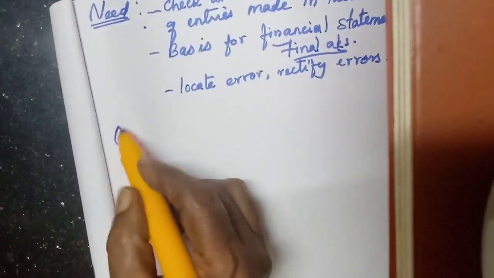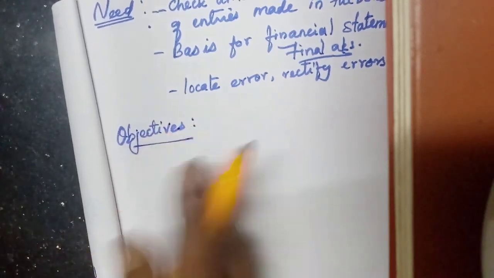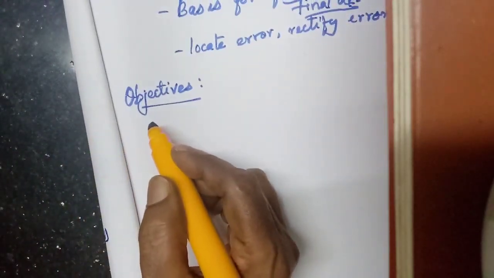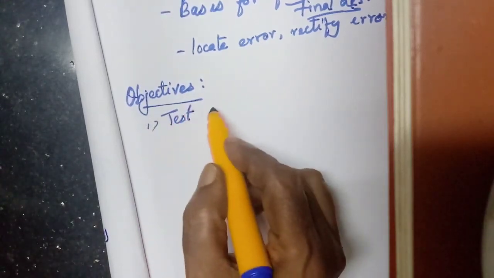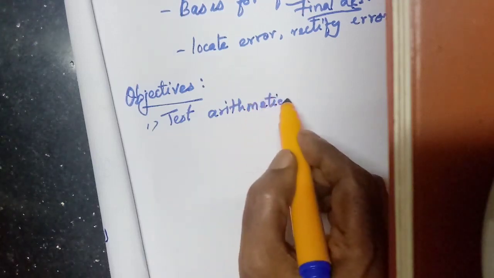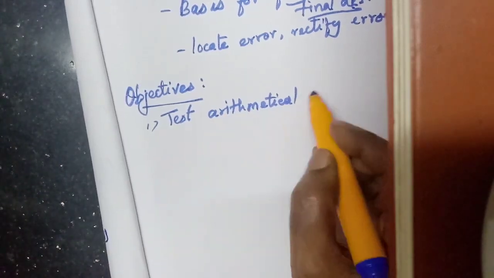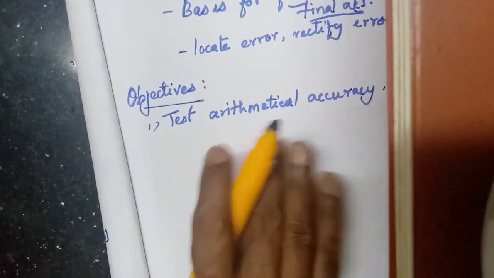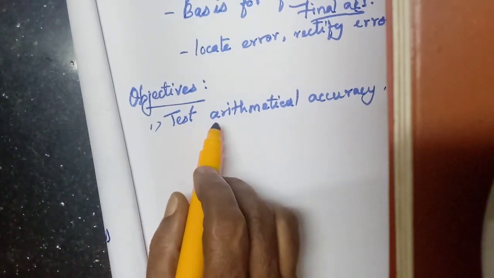Now we will learn about the objectives. So the main objective is what? We can test the arithmetical accuracy. That is the main thing. Everywhere we see the same phrase: checking the arithmetical accuracy of entries made in the books of accounts. That is the main objective. Here you have to think one more thing.